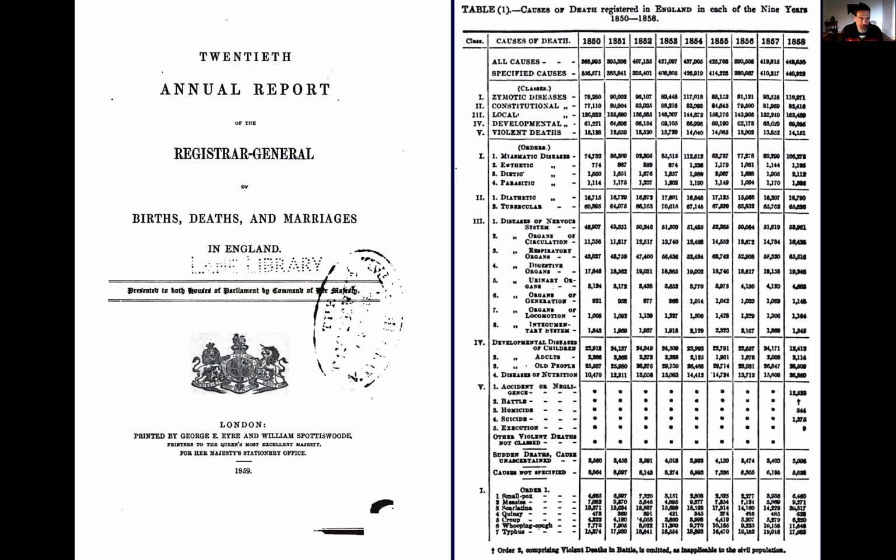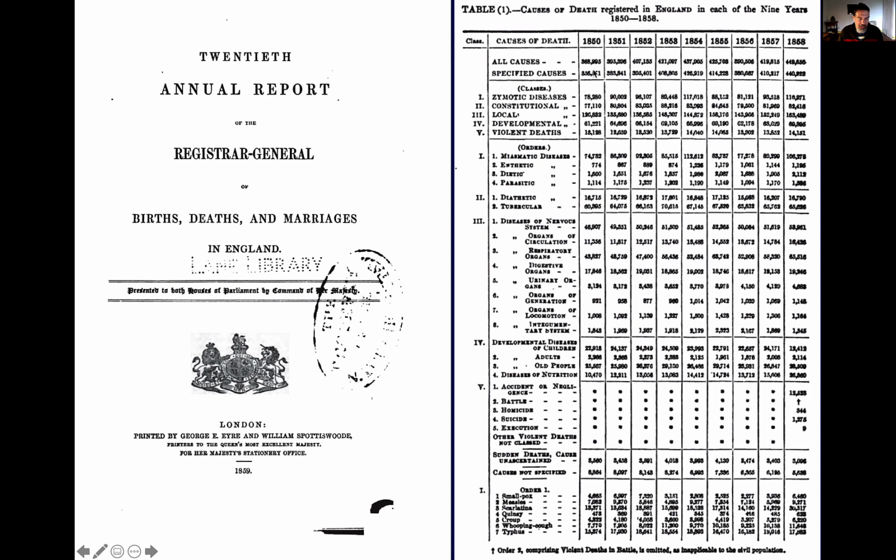So here's an example of the 20th annual report from the Registrar General's Office on births, deaths, and marriages in England in the year 1859. And I don't want you to get all of the details in the table, but just to give you an idea of its structure here, in the columns going across are the year running from 1850 to 1858, and going down on the rows here are the different causes of death. So zymotic diseases, constitutional, local, and violent, etc.